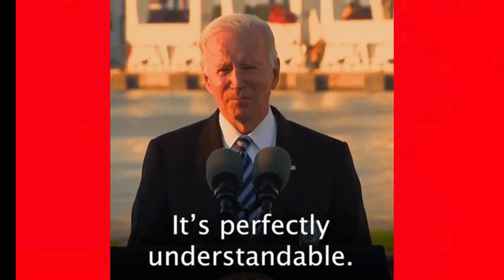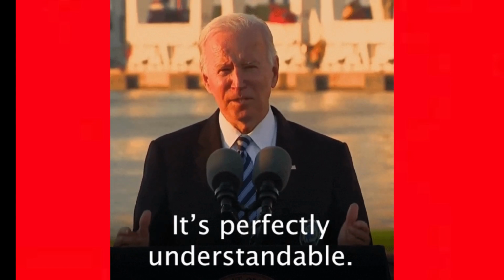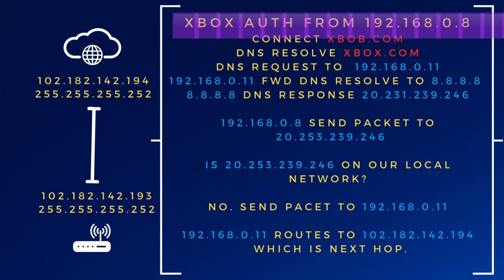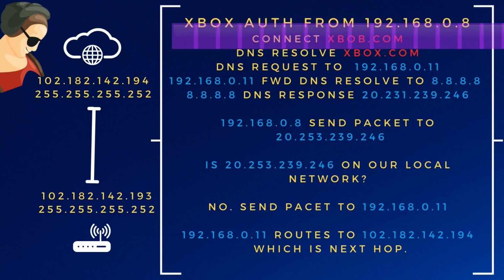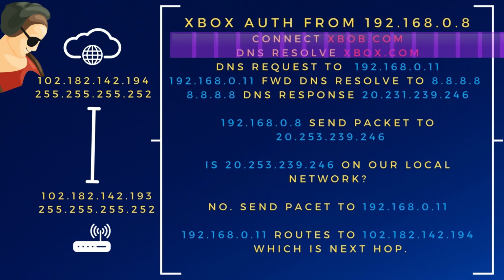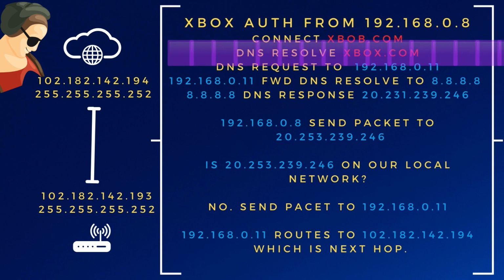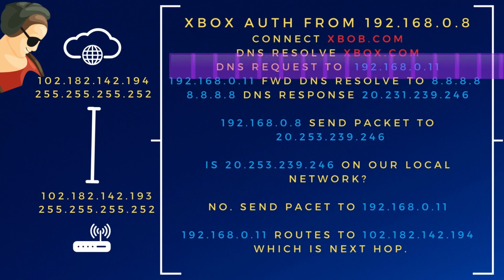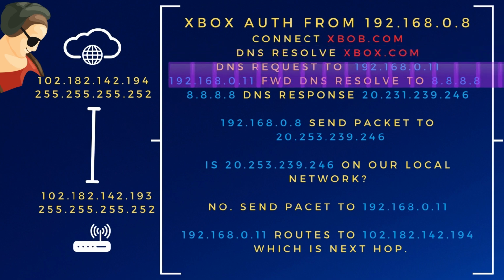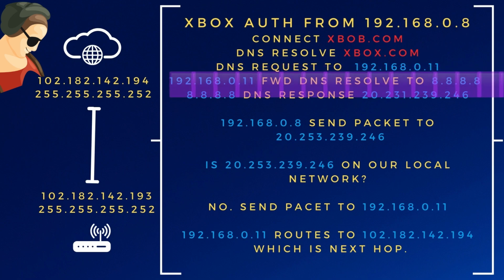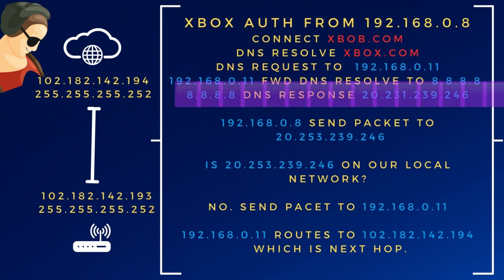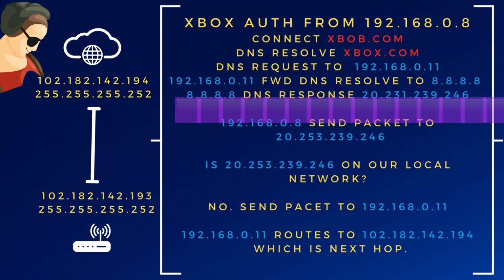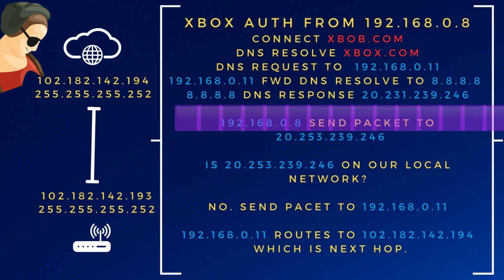Okay, thank you. So we are now looking at a typical connection, sort of like a protocol breakdown. We've got an Xbox Game Pass auth request coming from the PC 192.168.0.8, connecting to xbox.com. The DNS is going to resolve xbox.com. The DNS request hits our router. The router says, I can't resolve that, I need to push it out to my DNS resolver, which is either Google or Cloudflare. It responds with an IP address. We go, brilliant, let's send it to this IP address.